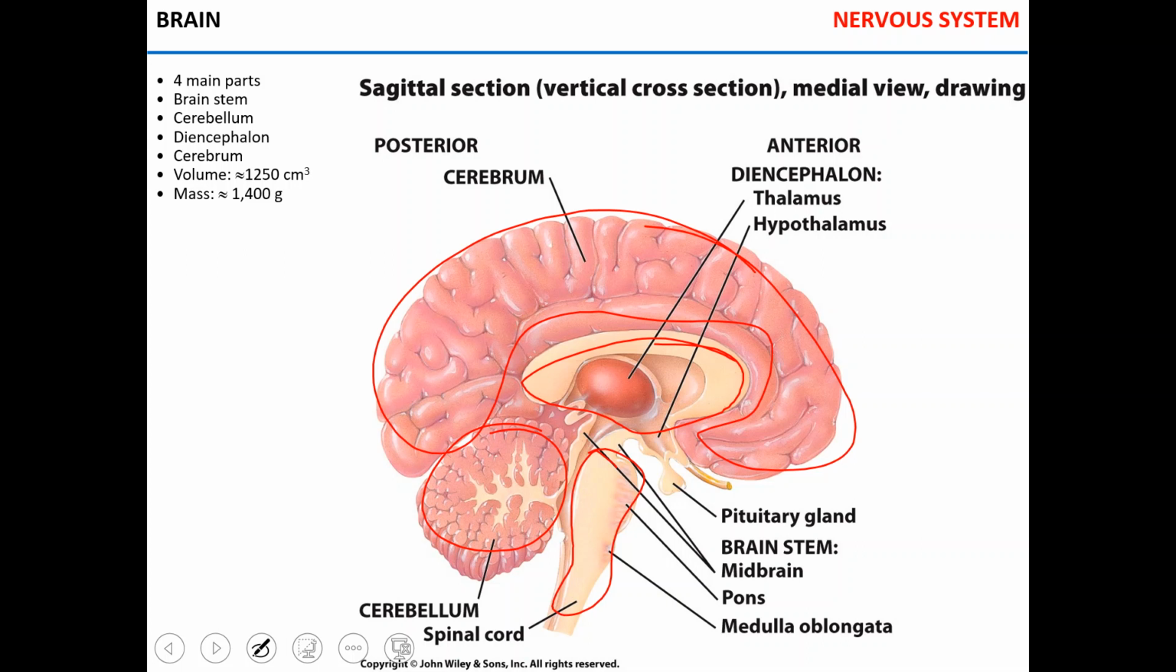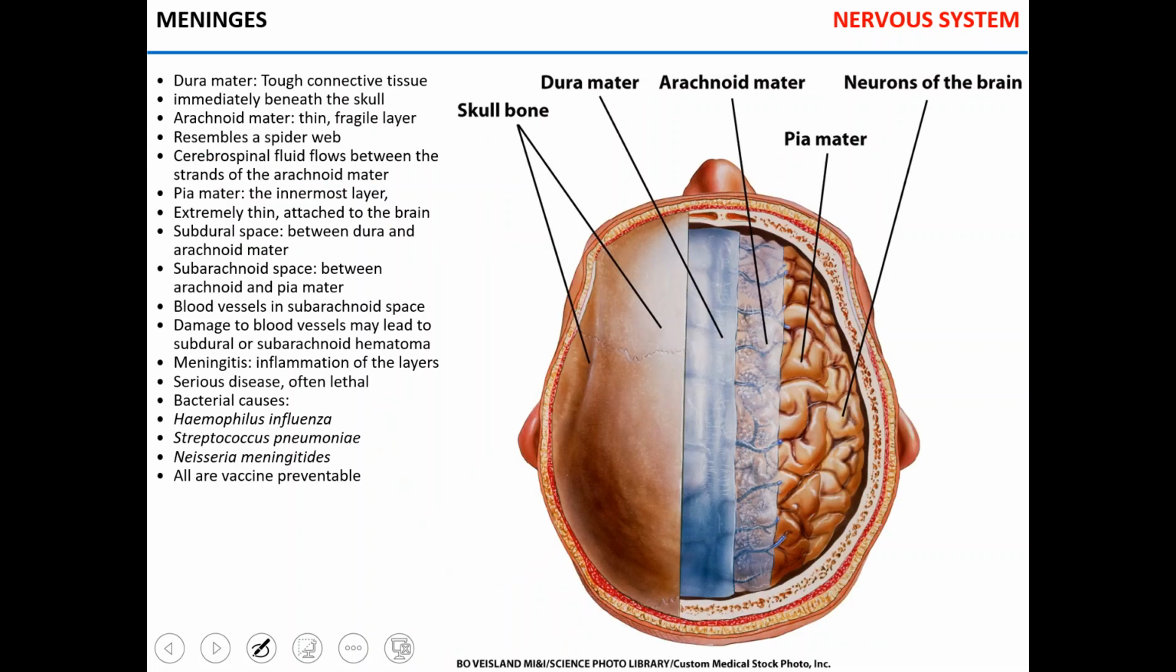Male brain is a little bit bigger than the female brain. The level of intellect is not linked to the size of the brain. The average volume of the brain is about 1,300 cubic centimeters, and the mass is about 1.4 kilograms.